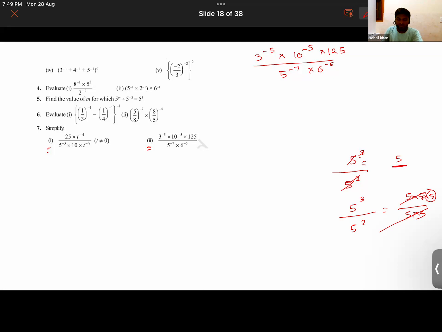You are left with 5 only. Okay, give this question a try. Try to solve it. You need to make sure that all the terms are in their exponential form.